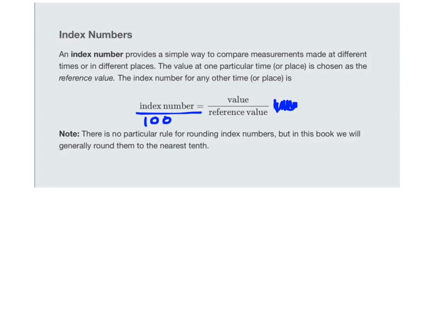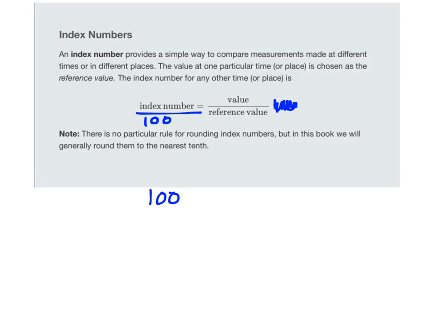So if we're looking at a 2005 price, then you would put the 2005 index number over here. The reference value always has an index number of 100, so those two always go together. But proportions are flexible. You can mix this around. You may remember, if you've learned proportions before, you can flip the two fractions upside down.